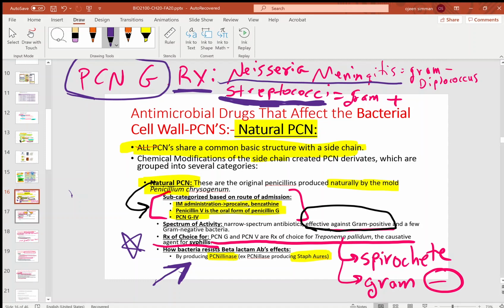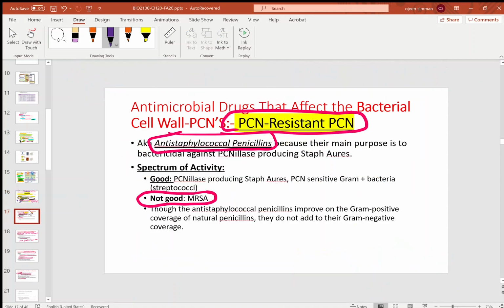Okay, in order for us to kill Staph aureus, we need to use a different class of cell wall synthesis inhibitors called penicillinase resistant penicillins. These are the ones that can kill Staph aureus. That's why the other name for them is anti-staph penicillins.